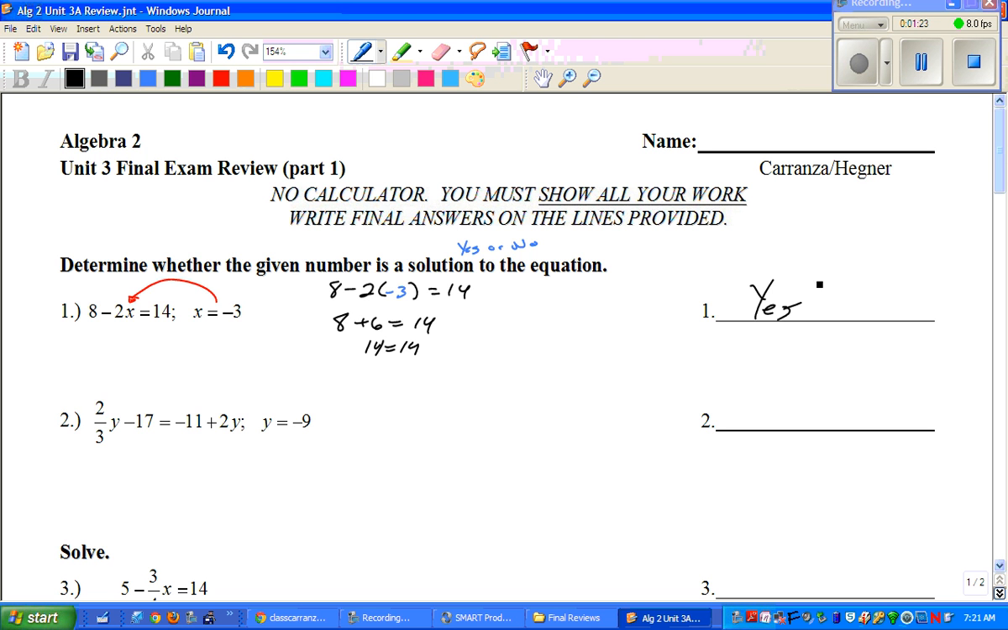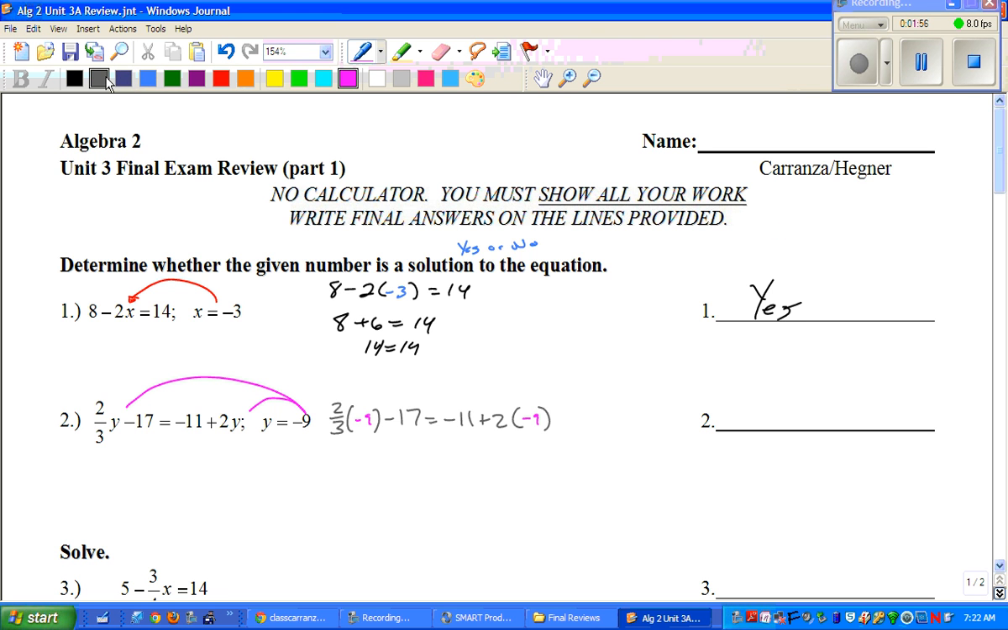Okay, the next one, 2/3 y minus 17 equals -11 plus 2y. So we're doing the same thing this time, except now there are 2 spots that we have to plug that in. Okay, 1, 2. So you have 2/3 times, minus 17 equals -11 plus 2 times, and we're plugging in a -9 each time.